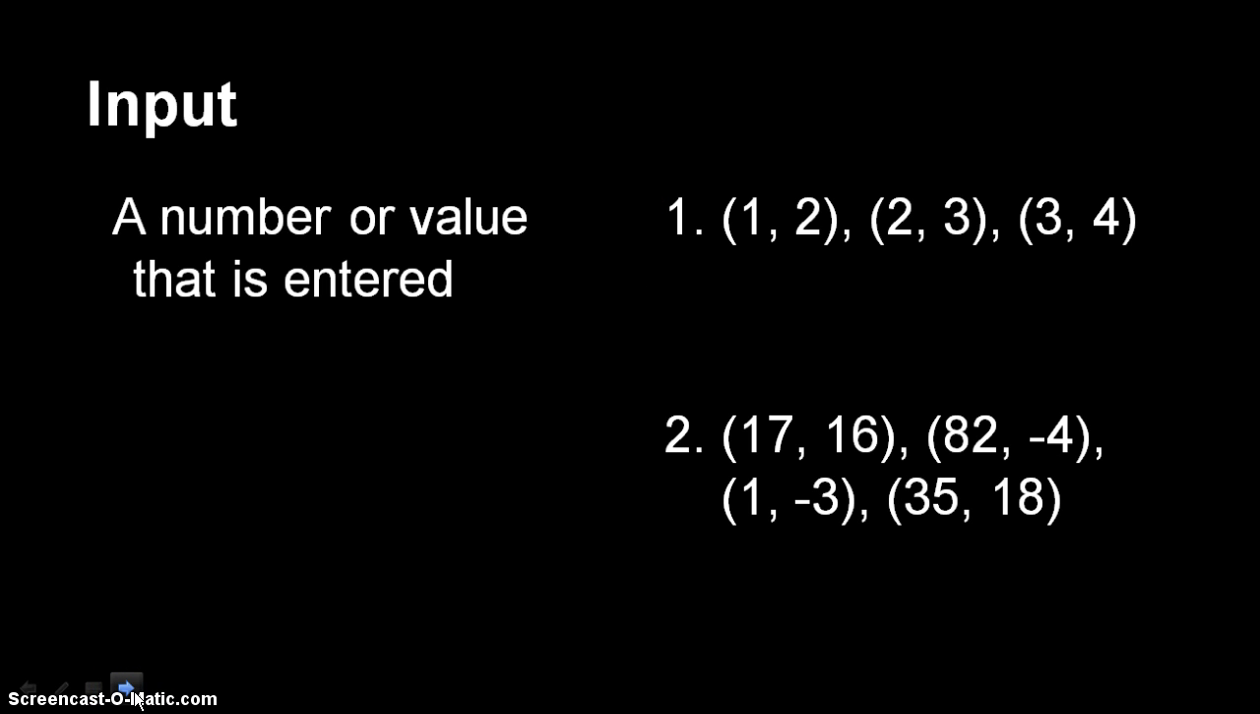As mentioned before, a relation is a combination of inputs and outputs. An input is a number or value that is entered. Inputs are generally speaking the x value or the x coordinate of an ordered pair. So in example 1, 1, 2, and 3 are the inputs. In example 2, 17, 82, 1, and 35 are the inputs.